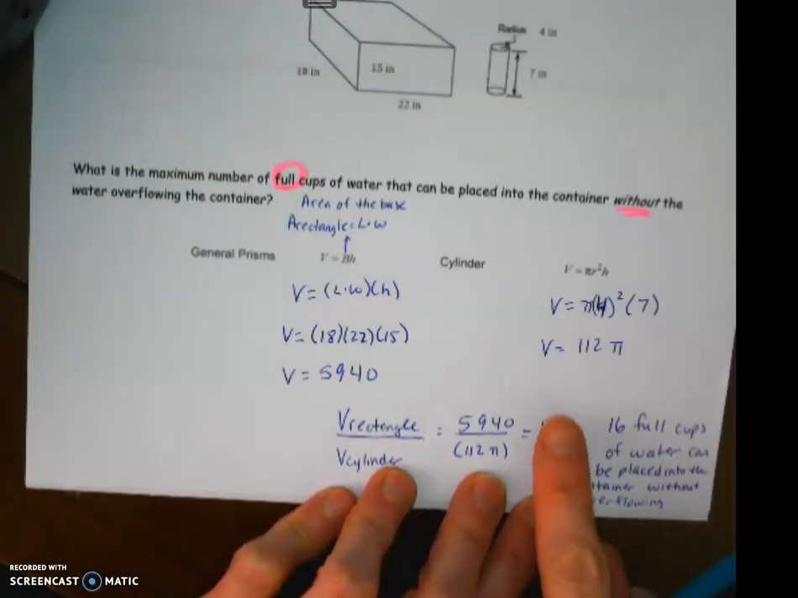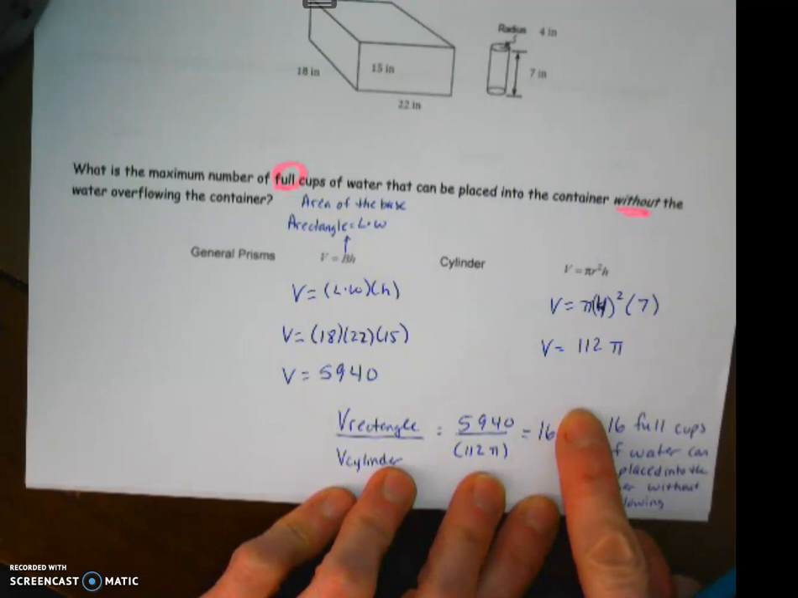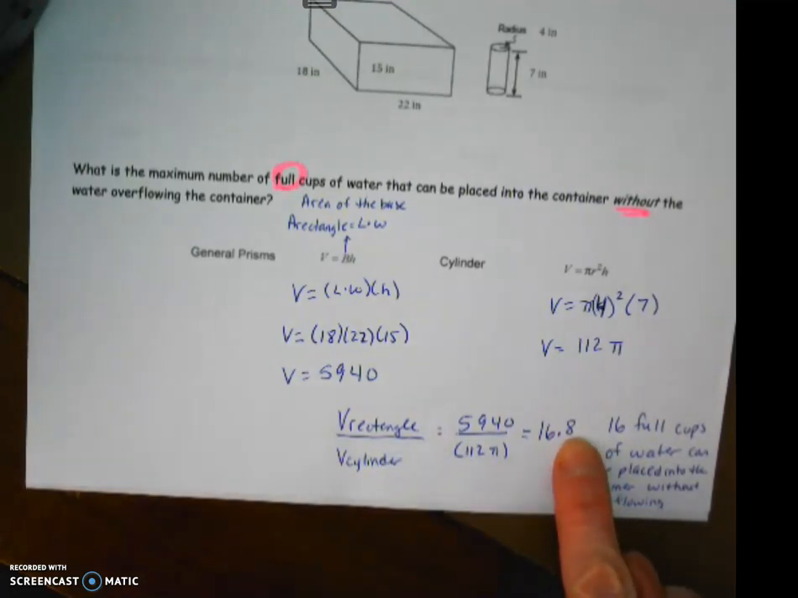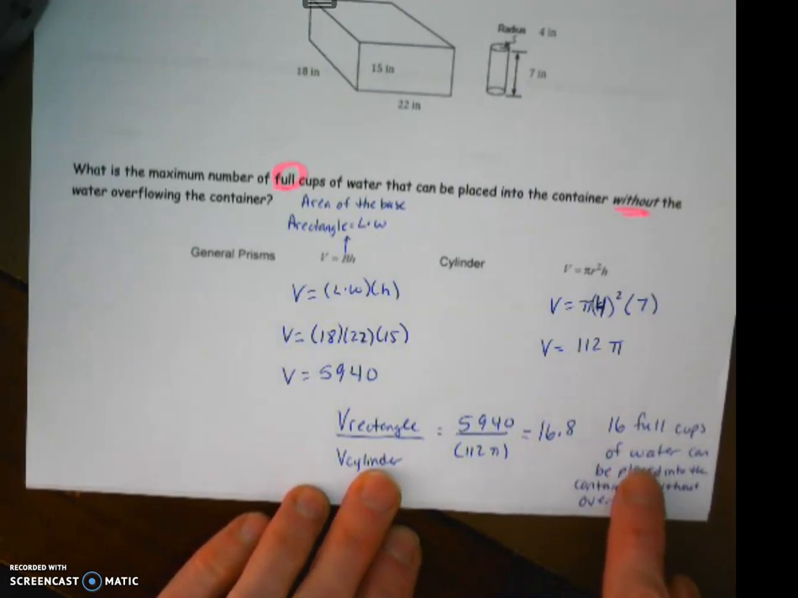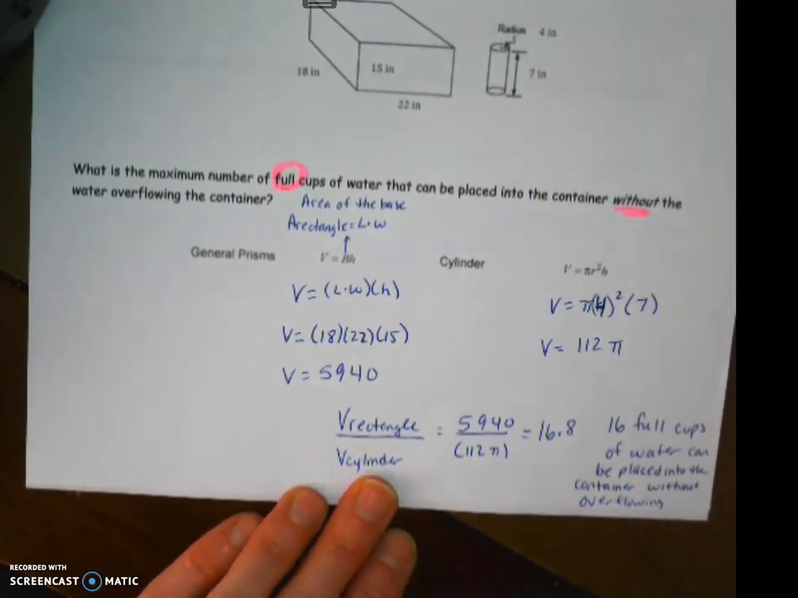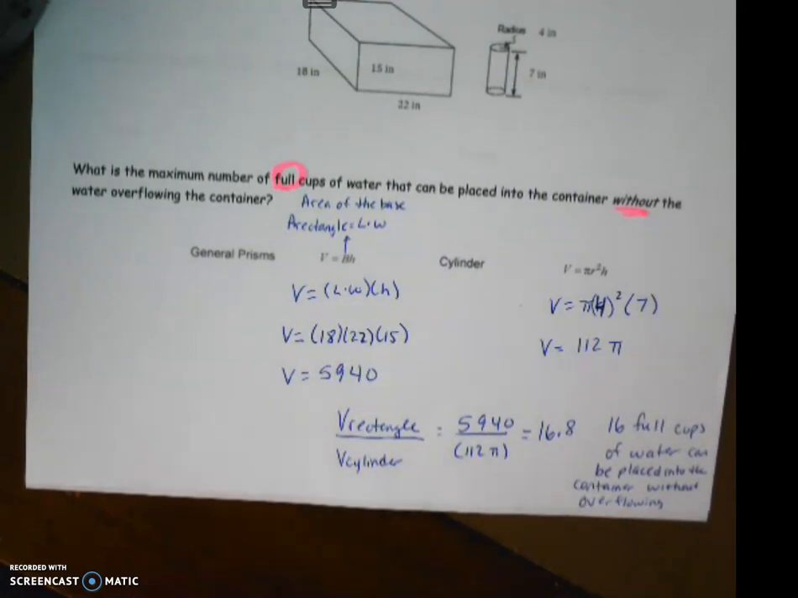So remember, in this case, we're not rounding, right? We can put in 16 full cups and 0.8 of a cup, but it just says full cups. So you can put in 16 full cups of water. All right, 16 full cups of water can be placed into the container without overflowing. If we put in another full cup, 17, it's going to overflow. So we have to stop at 16 full cups.